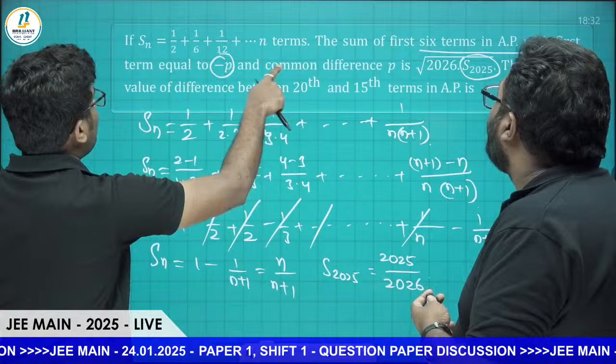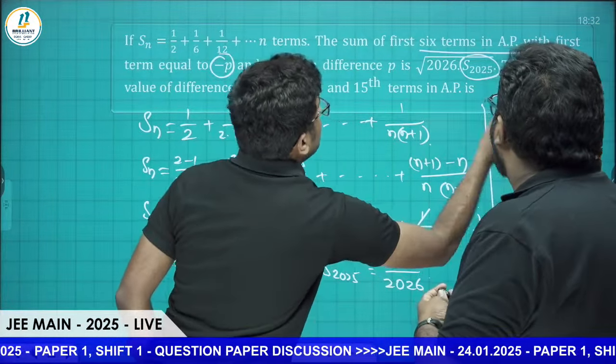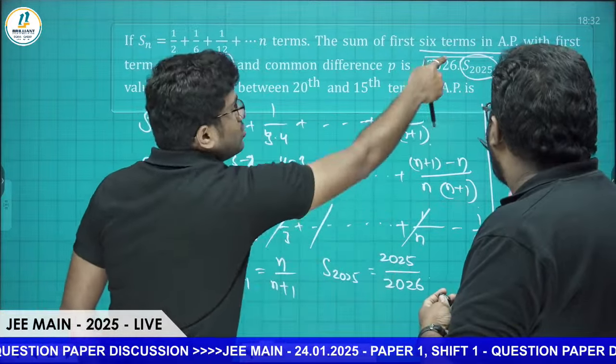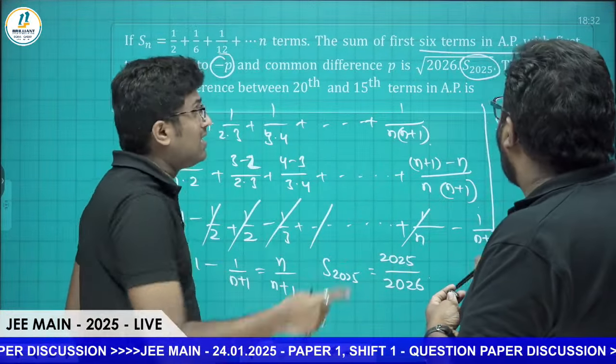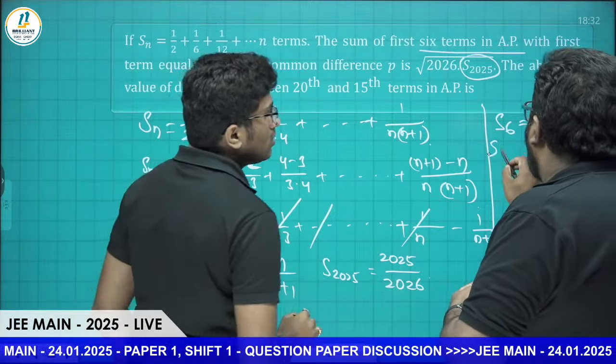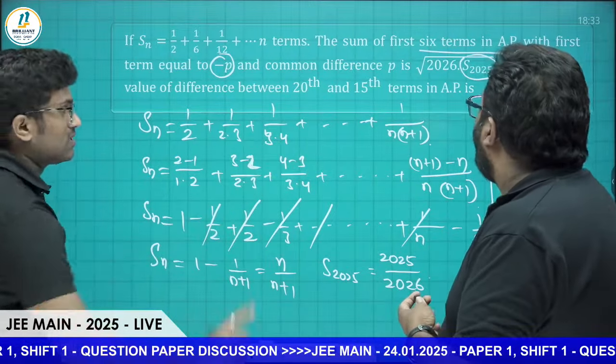Yes. Now they have given the sum of the first 6 terms. So S6 is equal to root over 2026 into this. That is, 2026 gets cancelled. Square root of 2025, which is 45. Yes. So S6 is equal to 45. Yes, the sum of the first 6 terms is 45.